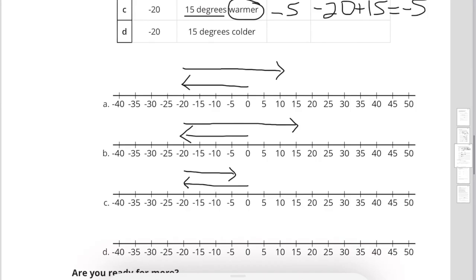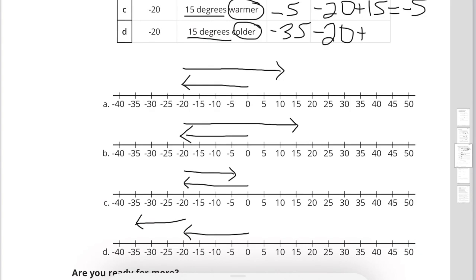Last one. Start at negative 20. Change by 15 degrees. Colder. So that means I'm moving to the left. So again, you have to start where you leave off. So left 15 degrees. 5, 10, 15. So that lands at negative 35. So your equation would be negative 20 plus negative 15 equals negative 35.